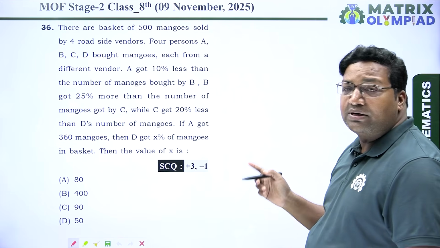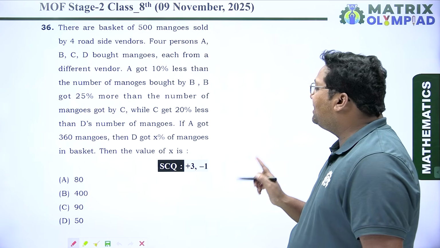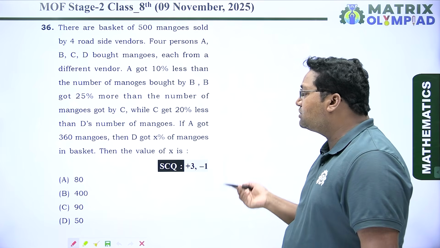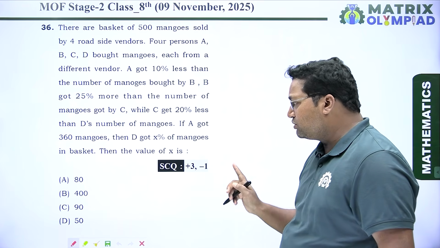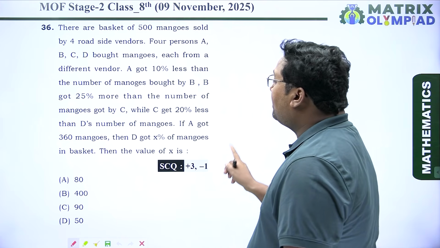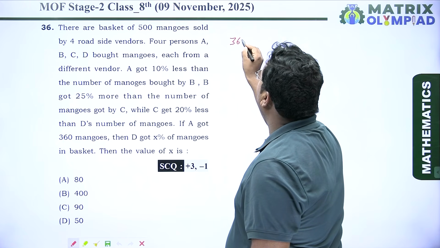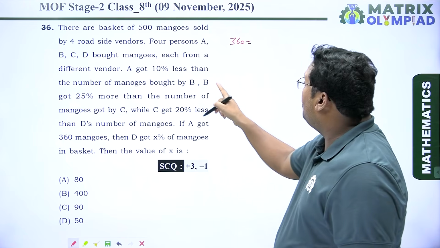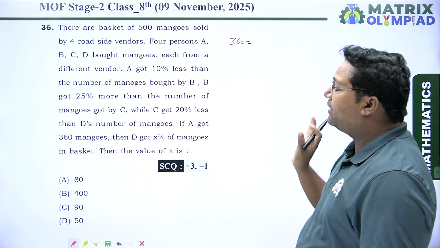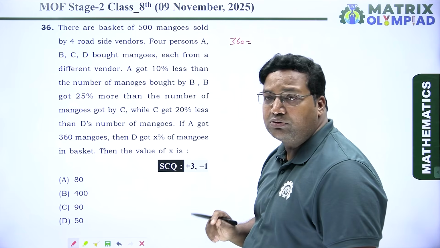B got 25% more than the number of mangoes got by C, while C got 20% less than D's number of mangoes. If A got 360 mangoes, then D got X% of mangoes in the basket, then the value of X is. So here it is given that A got 360 mangoes, so we have to frame an equation according to this question. So the mangoes of A's basket is 360, which is equal to A got 10% less than the number of mangoes bought by B.